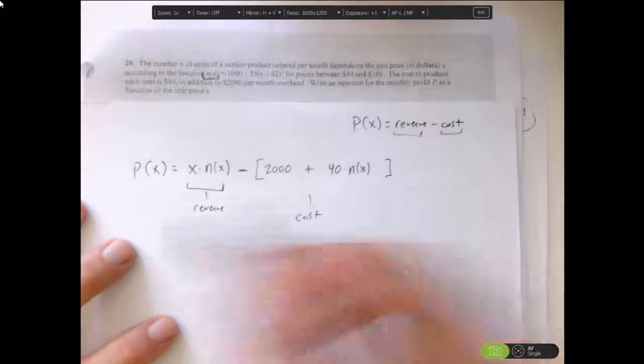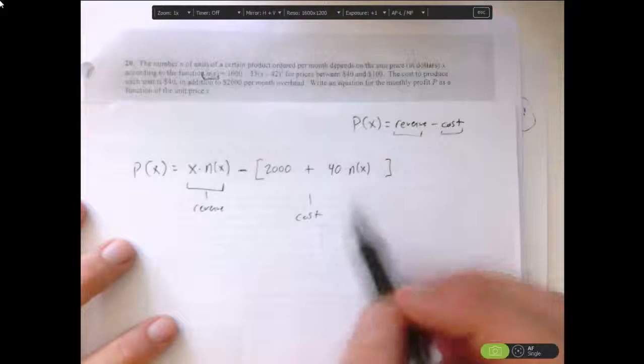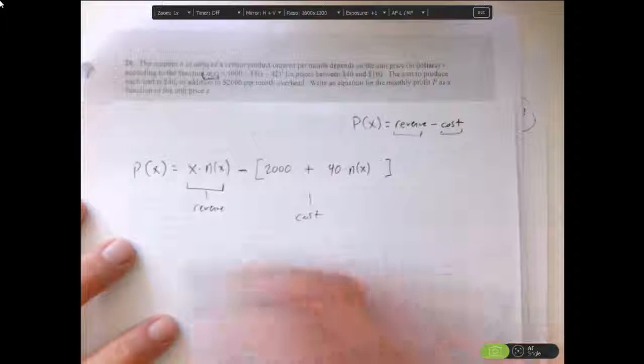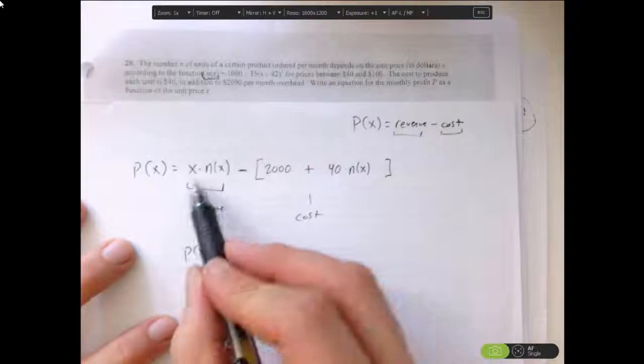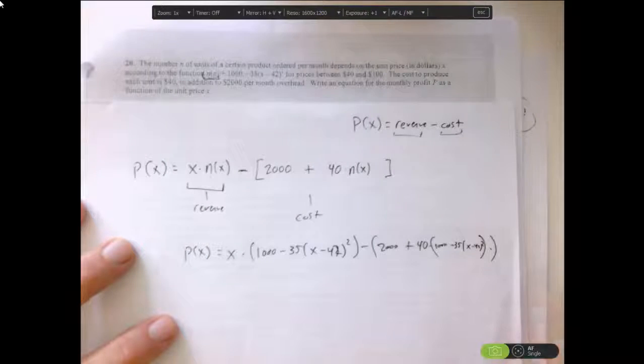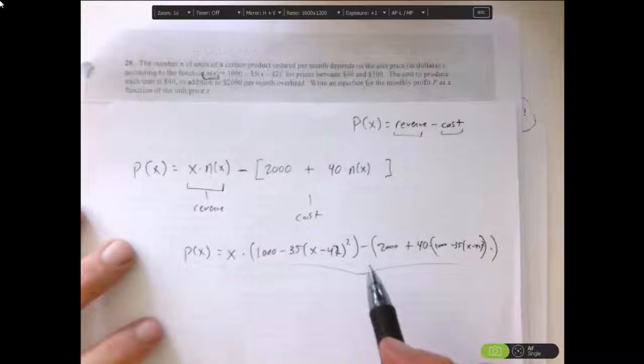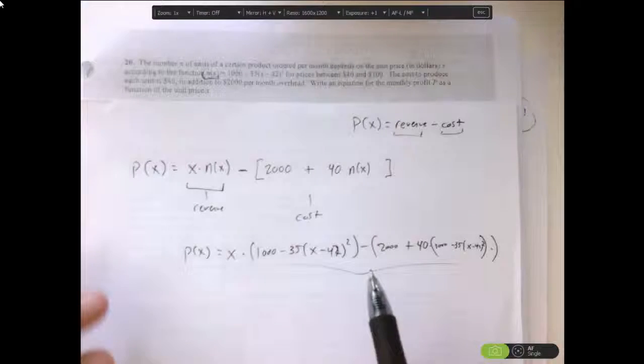All right, so this is a complete working equation. You could just box this and that would be fine. Or if you wanted to, you could substitute in the actual equation for n of x. And we've got this sort of big polynomial, and if you wanted to simplify it, you could simplify it. But we've done what the problem has asked for, which is to create the profit equation as a function of price.